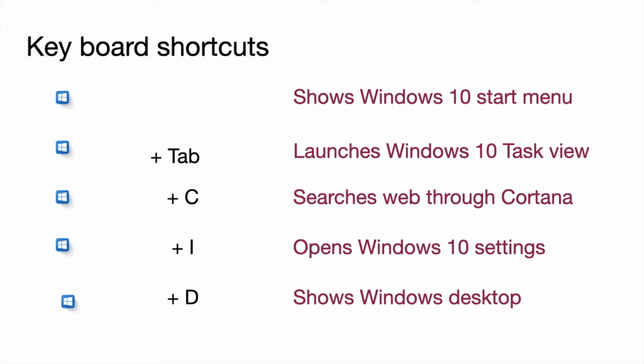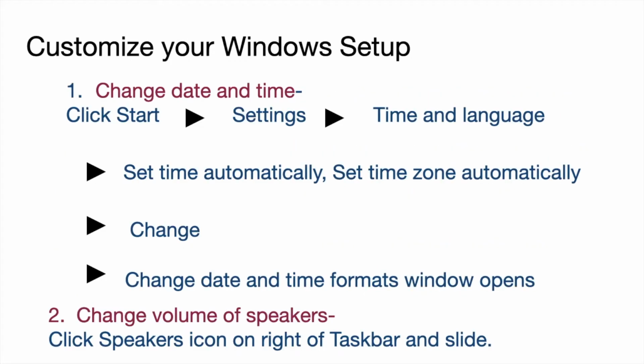The keyboard shortcuts. The Windows icon shows the Windows 10 Start menu. Windows icon plus Tab launches the task view. Windows icon plus C searches the web through Cortana. Windows icon plus I opens the Windows 10 settings. And Windows icon plus D shows the Windows desktop.